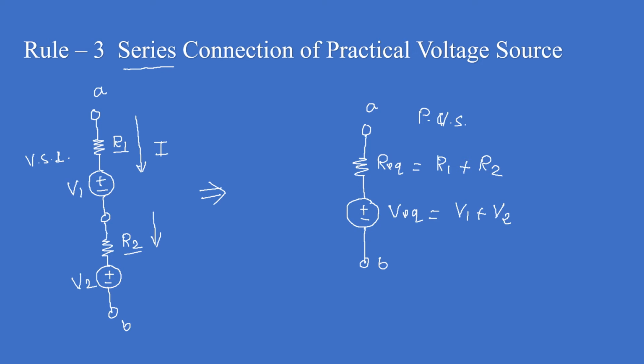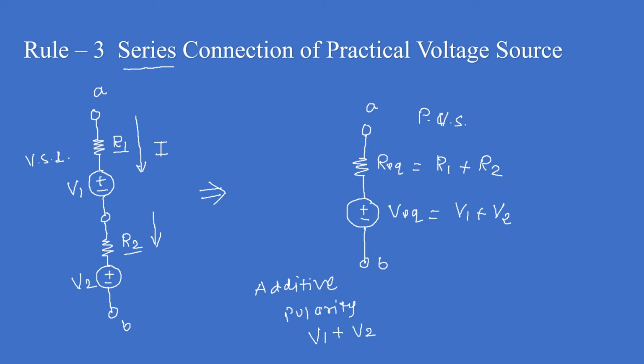You can see that in this diagram, both the sources have the same polarity. Okay, so if they have the same polarity, that is called additive polarity, meaning we will add the voltages. Same here, I have made that V1 plus V2.